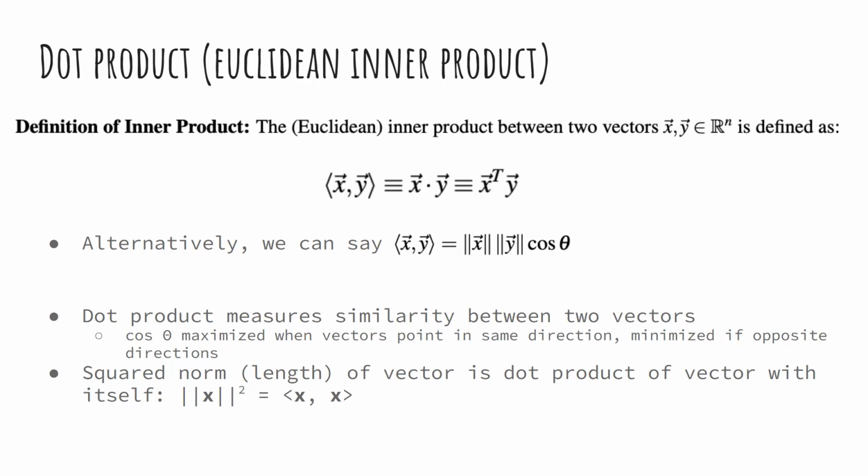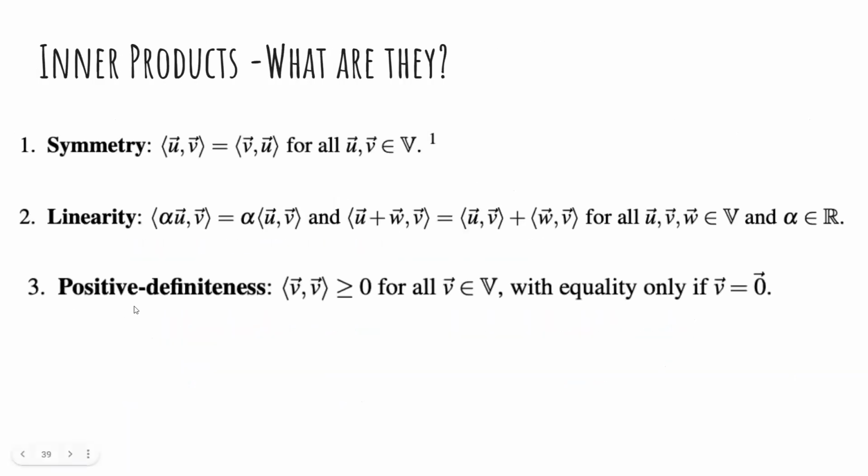I also wanted to mention that this property here, the squared norm of the vector equals the dot product. That's one way to see the application of this positive definiteness property. The reason being is that the length of a vector always has to be non-negative. It doesn't make sense to have a negative length, and the only way you're going to have a 0 length is if your vector is 0.